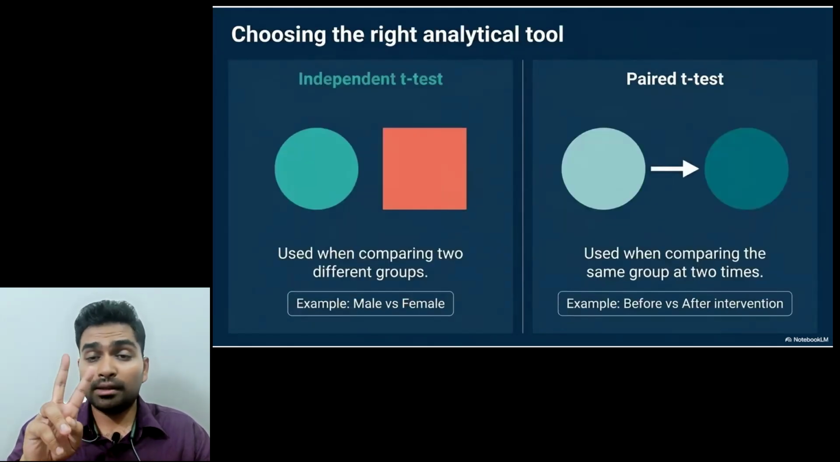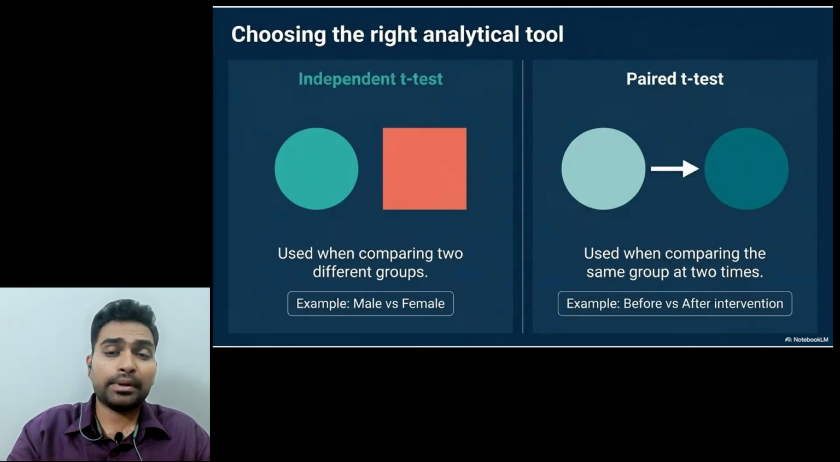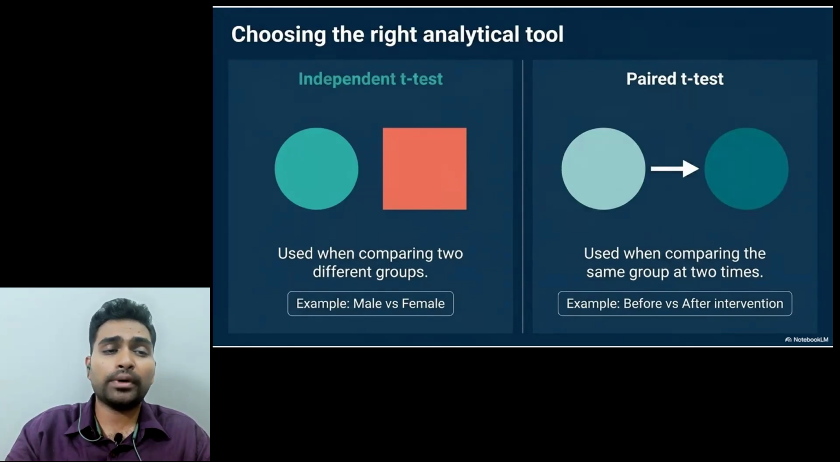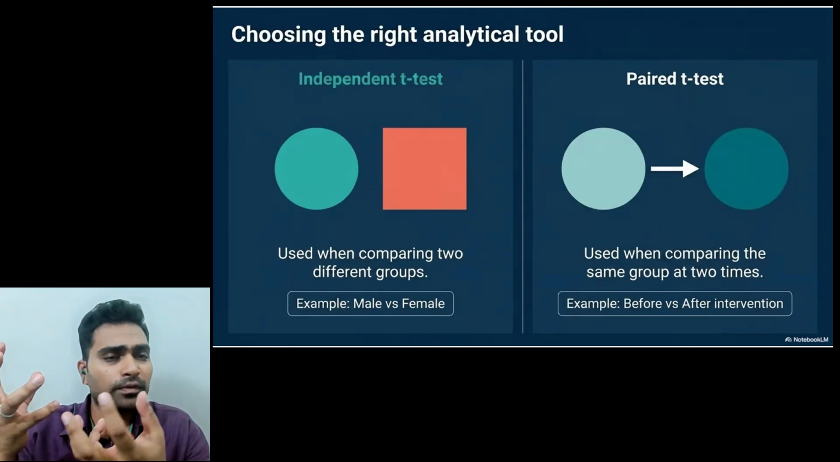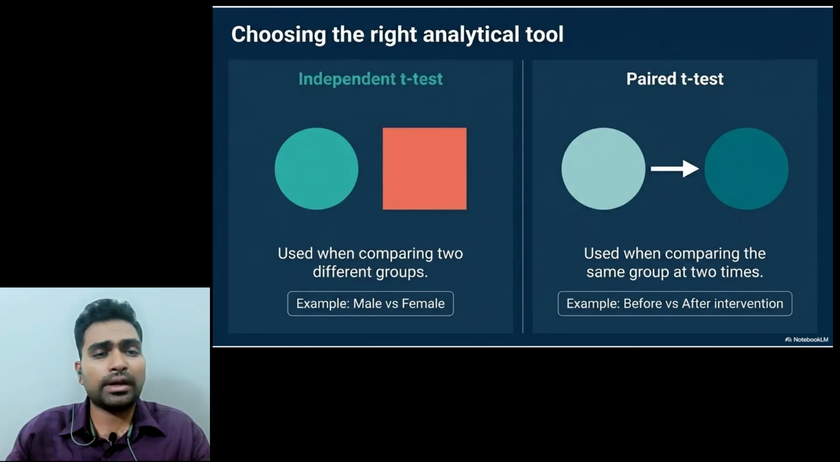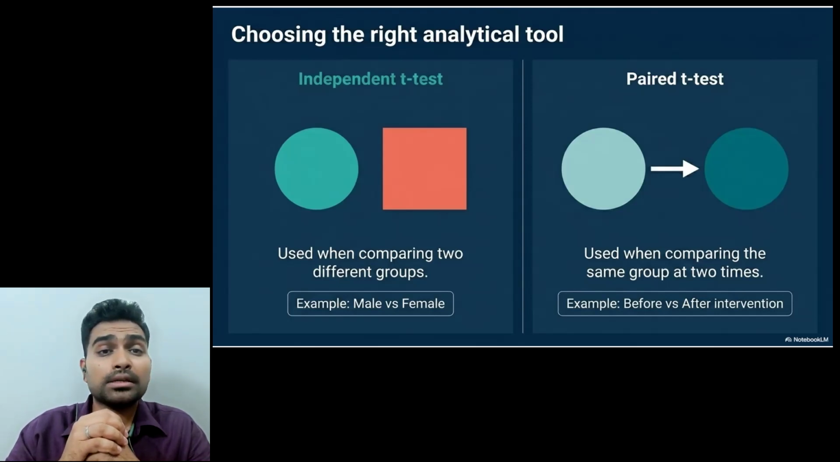Now, one more thing, there are two types of t-tests, independent t-tests and paired t-tests. It is simple. Independent t-tests we do when there are two different groups, males and females, suppose 50 people in one group, 50 people in another group. They are not the same people, right? Different individuals.